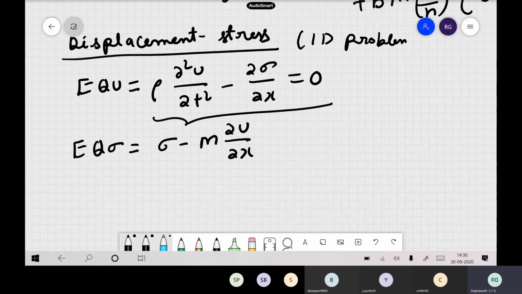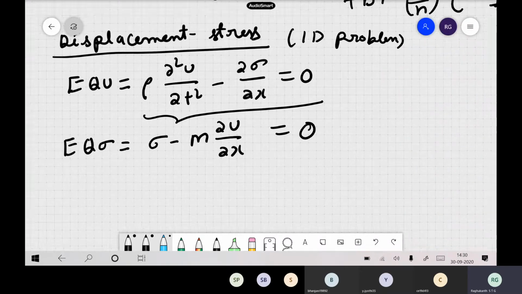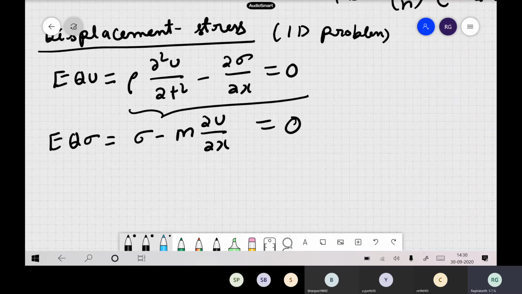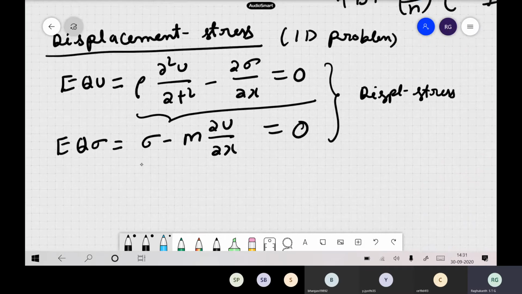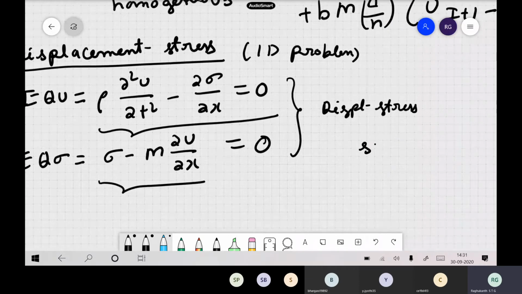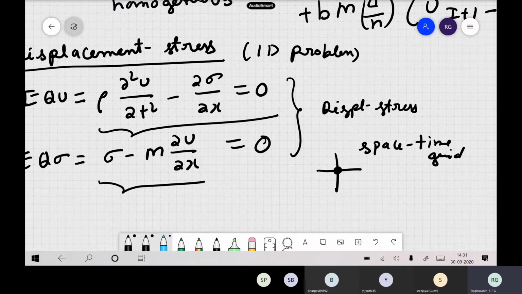Okay, so we have two equations. So you can write sigma is equal to m into dou u by dou x, and rho dou square u by dou t square is dou sigma by dou x. You can write it this way also. So this is what we call the displacement stress formulation. Okay, so instead of one equation, we are solving two equations, one for stress and the other one like this. So now here, what we try to do in the finite difference approach, we have issues. The issue is, suppose I take any space-time grid, okay. So if I take any particular point, here I want to calculate this thing.